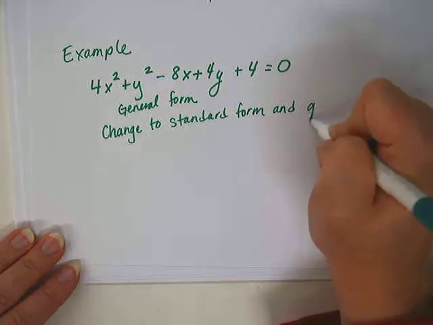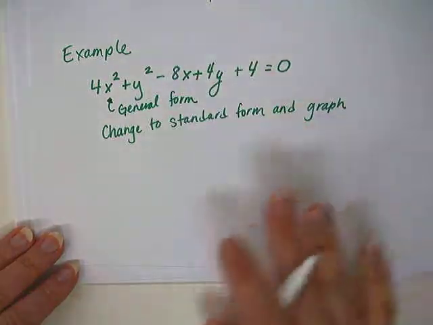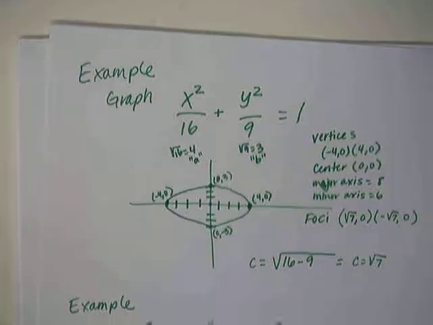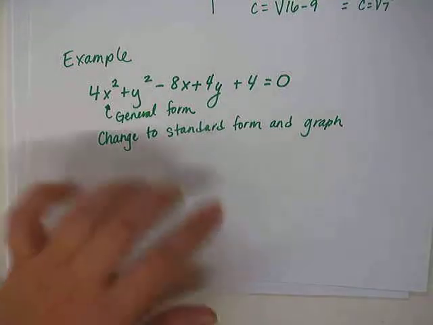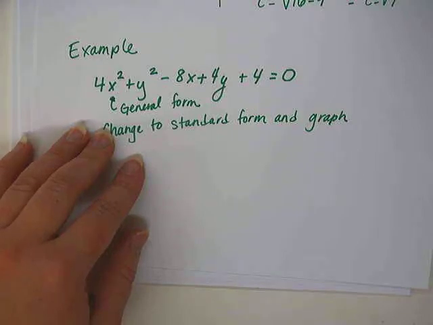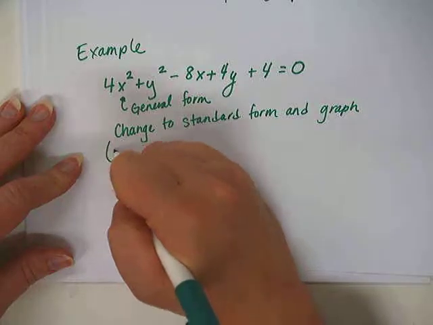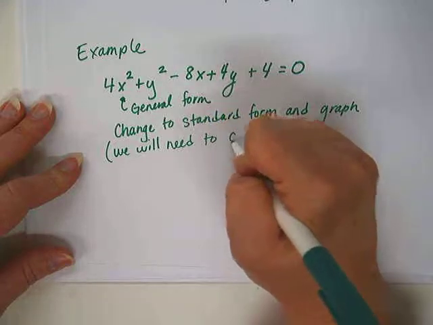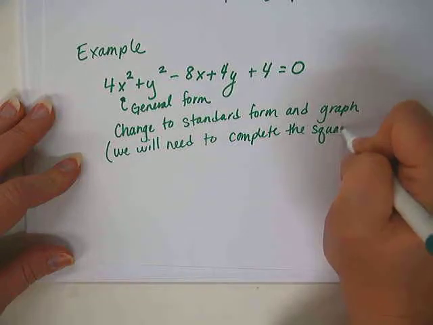and graph. Any idea on how we can take an equation that looks like this and change it to an equation that looks more like that? Move things around. Specifically, what do we need to do first that we did with circles? We need to complete the square. Good. Okay. So let's just make a note of that. We will need to complete the square.